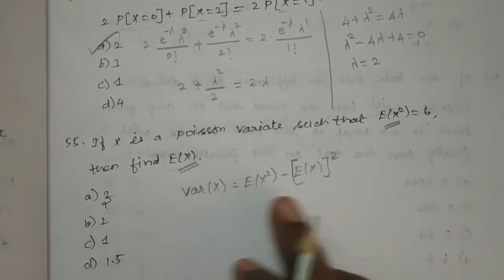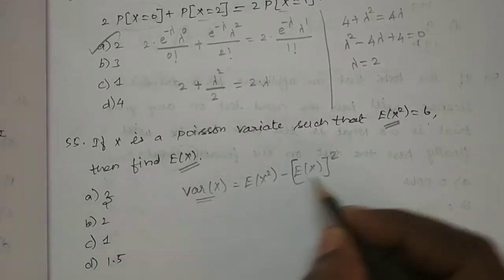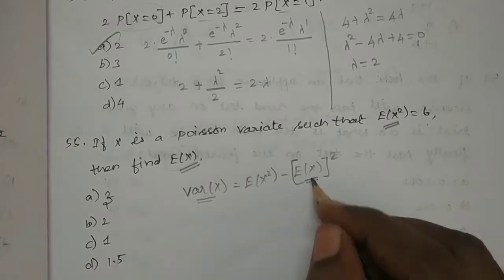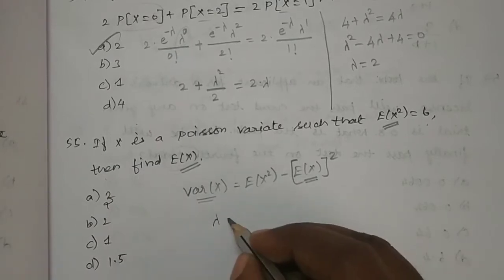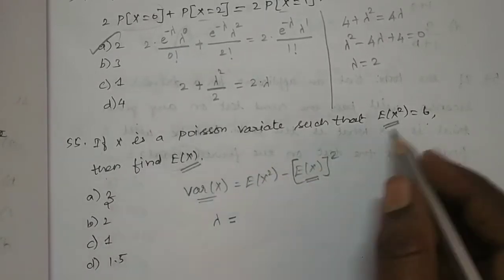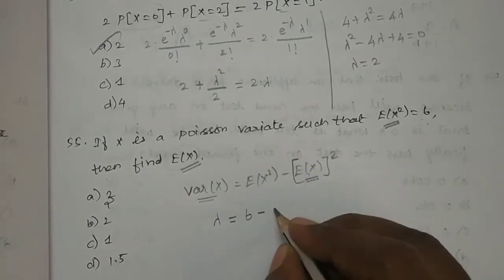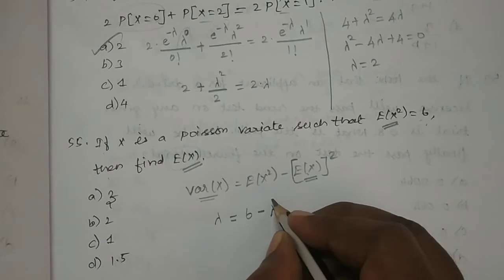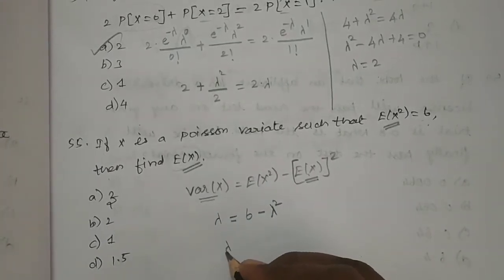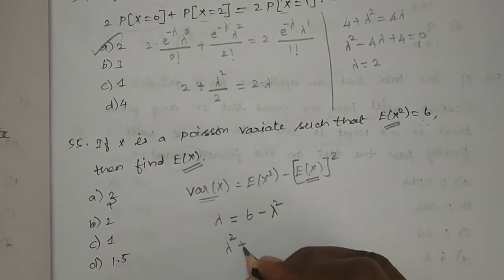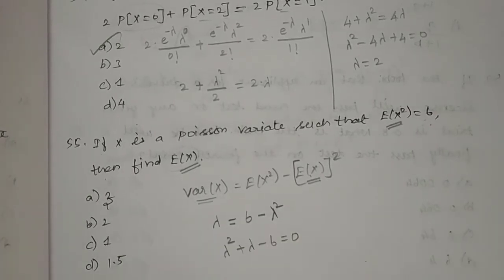We don't know the value of variance of x and expectation of x, but the notation we are using is simply lambda. So lambda equals expectation of x square, which they have given as 6, minus expectation of x, which is also lambda, whole square. So lambda square plus lambda minus 6 equal to 0. Let us solve this.